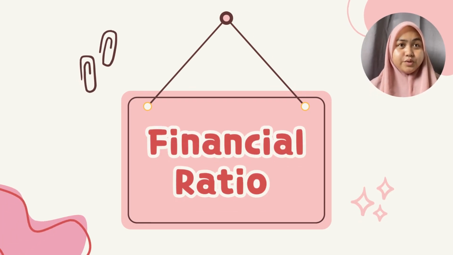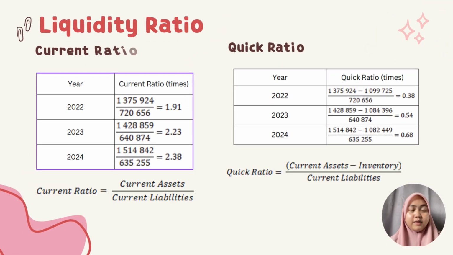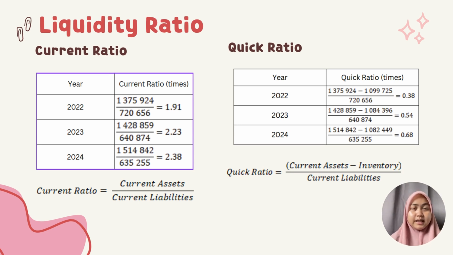The company we have chosen to analyze is Mr. DIY Group Berhad. We have conducted a financial ratio analysis for the past 3 years covering 2022, 2023 and 2024. There are many types of financial ratio used to assess a company's performance, but in this analysis, we focus on 4 main categories. First is liquidity ratio, profitability ratio, efficiency ratio, and leverage ratio.